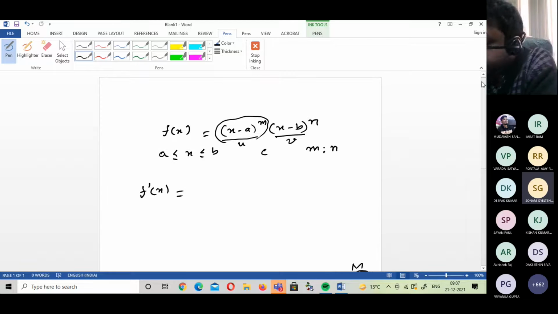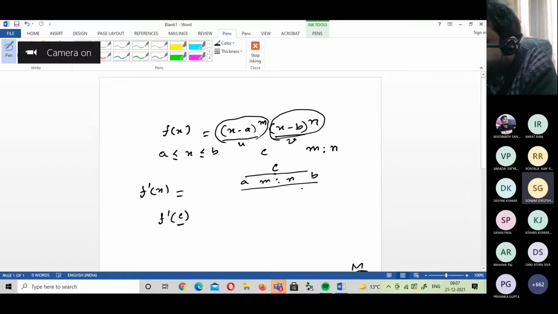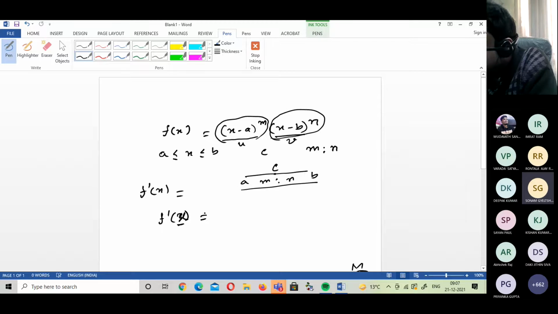Next, the question is that the interval is A to B. Now, for this particular function, using Rolle's theorem, you have to prove that it divides the interval in the ratio m is to n, and you get a point C such that f dash C equals 0, and at the point C it will divide the interval AB in the ratio m is to n. In that case, at first you have to find f dash x. What is f dash x?